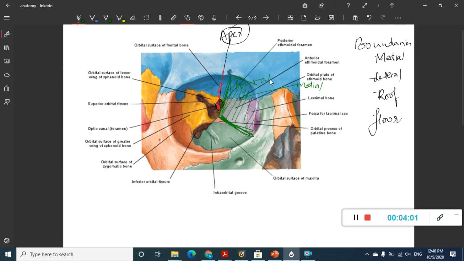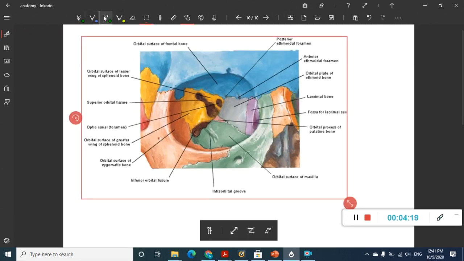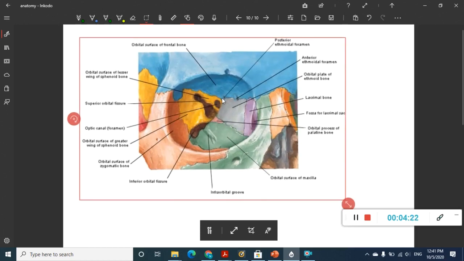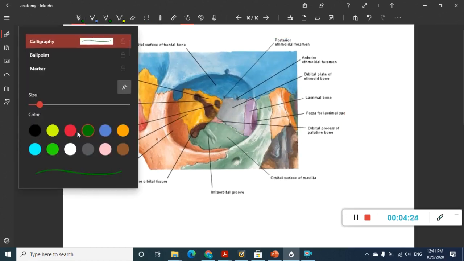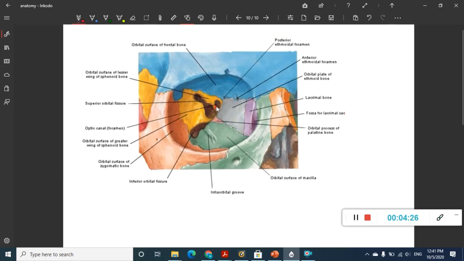Then we have this maxilla. Sorry, even the frontal bone does not come into it. Just a minute, I'll draw this again so that it becomes easier, because there is some confusion. See, this is the apex, as I have already said. This is the optic canal, this is the superior orbital fissure. Between these two, here we have the apex.